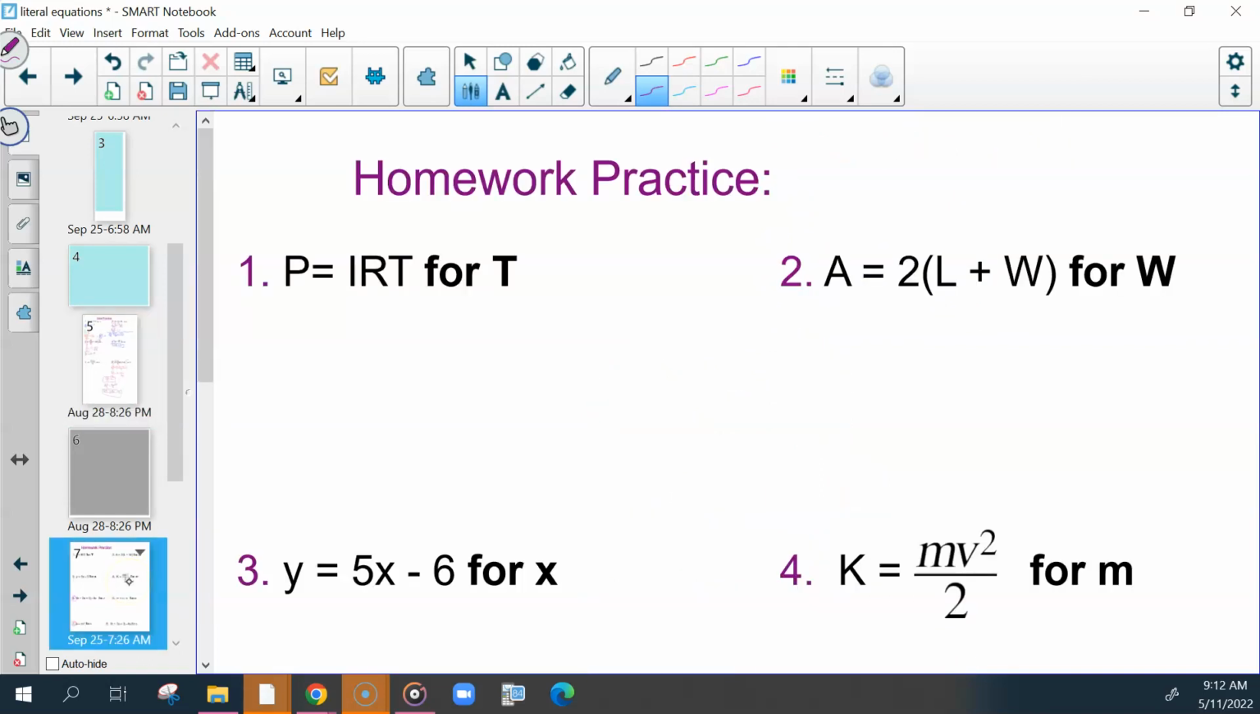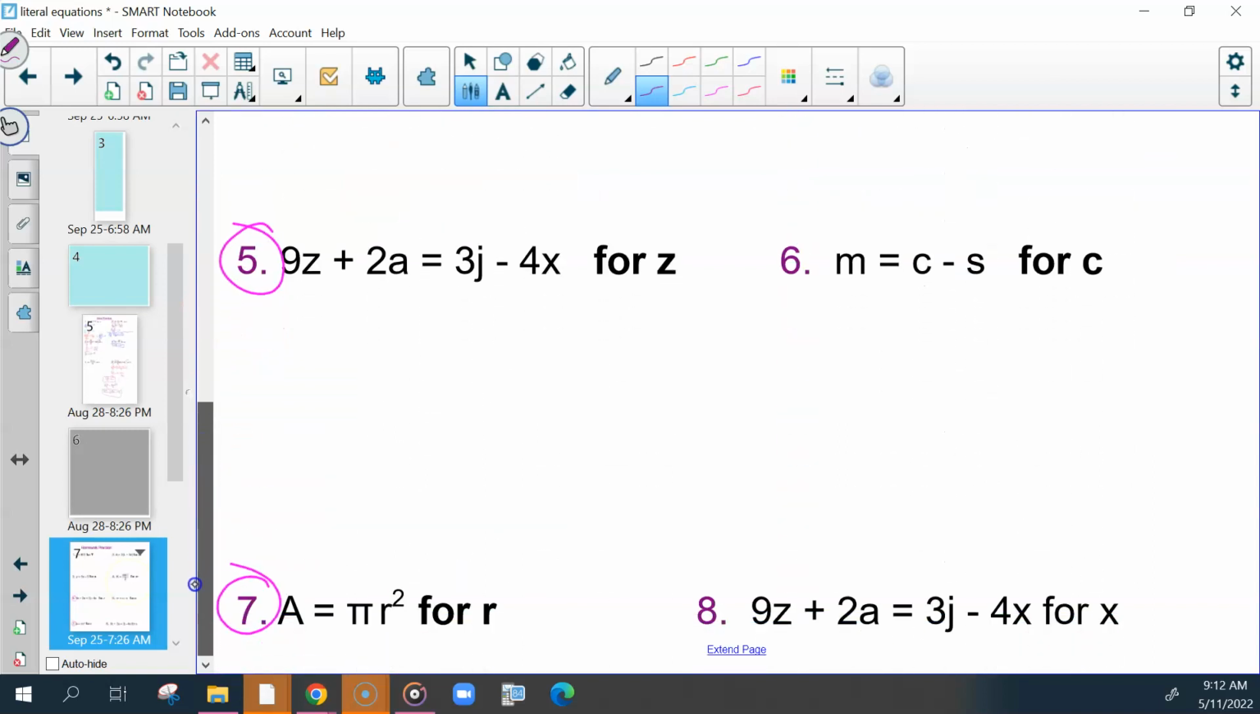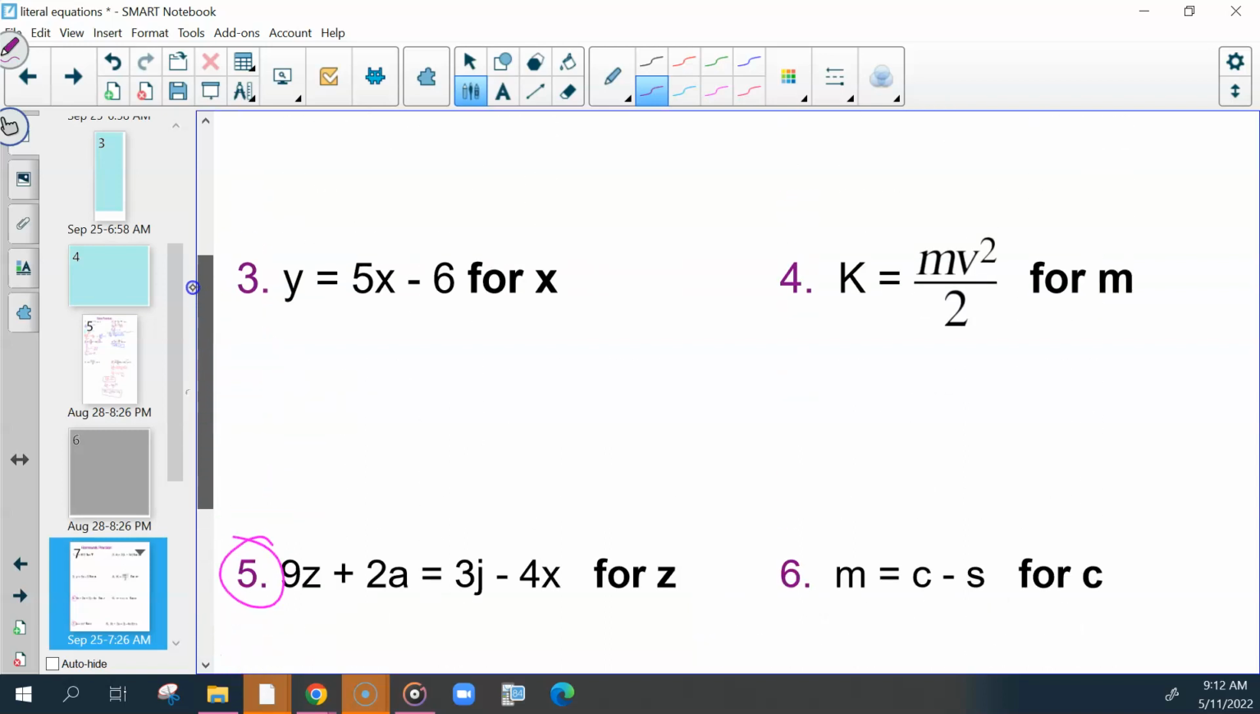On the back, going to number 5. This looks complex, but once you do it, you'll realize it's not that bad. And then 8 is similar.